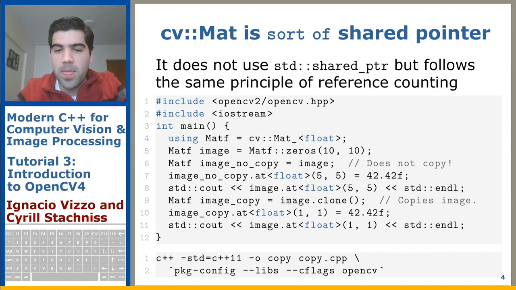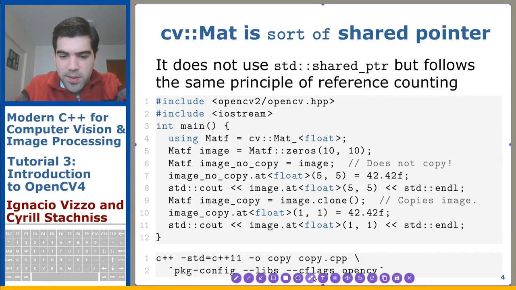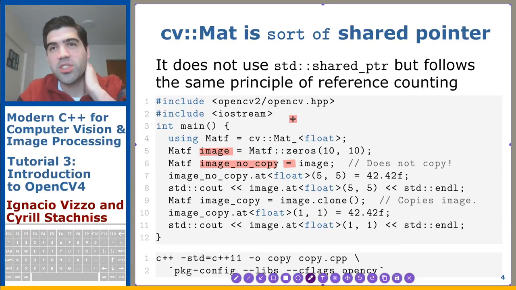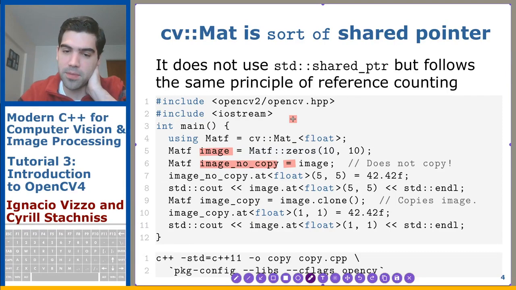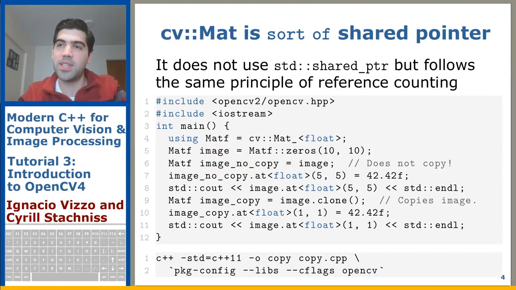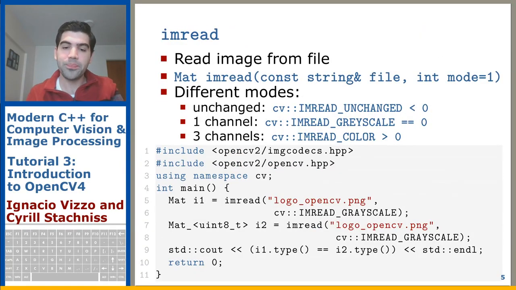The warning is actually here. Let's say you have this image, and then you create a cv::Mat, and then you create another image. Whenever you do this, you will not copy the content. So if you access image no copy, you will also access the original image, right? This is just a warning. You will get a much better understanding of this topic in future lessons, but just keep in mind that whenever you do this type of assignment, you're not copying the data.